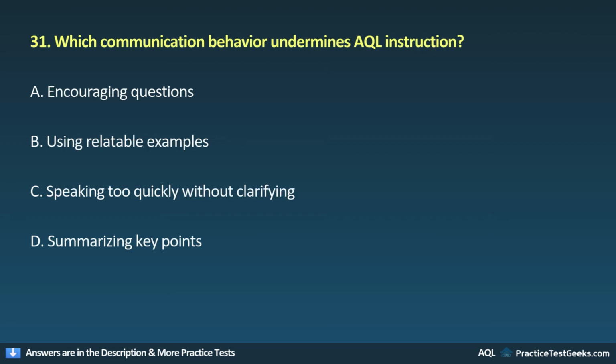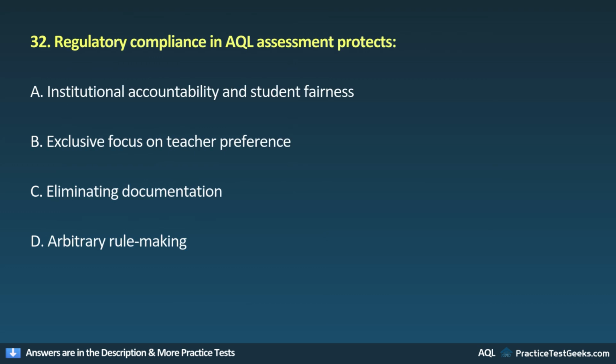31. Which communication behavior undermines AQL instruction? A. Encouraging questions. B. Using relatable examples. C. Speaking too quickly without clarifying. D. Summarizing key points.